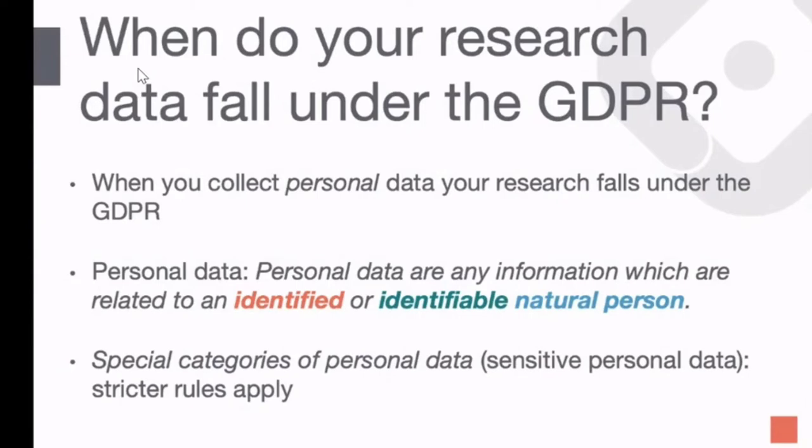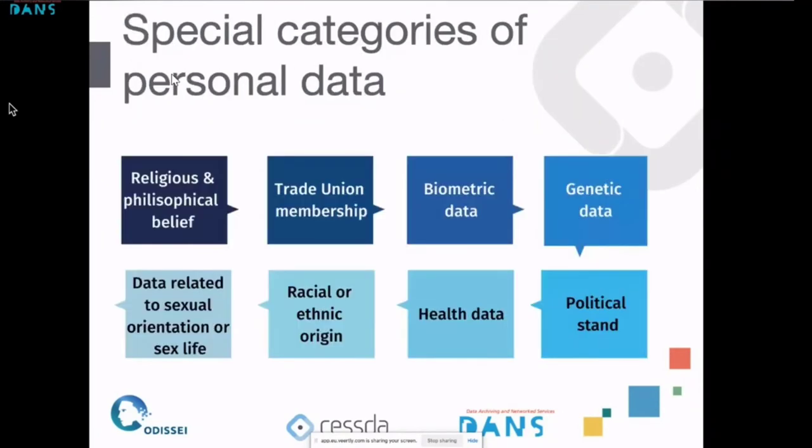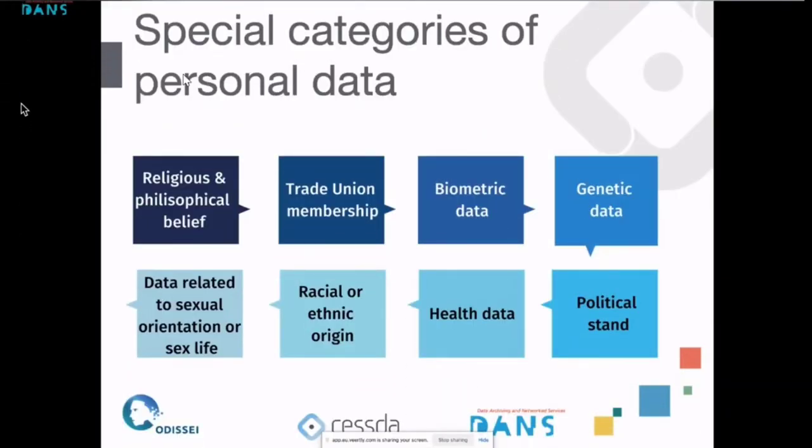Also important are special categories of personal data, also called sensitive personal data, because when you process those, stricter rules apply. It's different from personal data, as those can do much more harm to a person when they become public or when they're not well protected. So just a quick overview of what are special categories of personal data. I'm not going to mention them all, but just to give you the overview of what it entails. For instance, health data or religious data or ethnic data are all special categories of personal data. So if you process those, you have to be extra careful how you're doing it and if you actually need them.